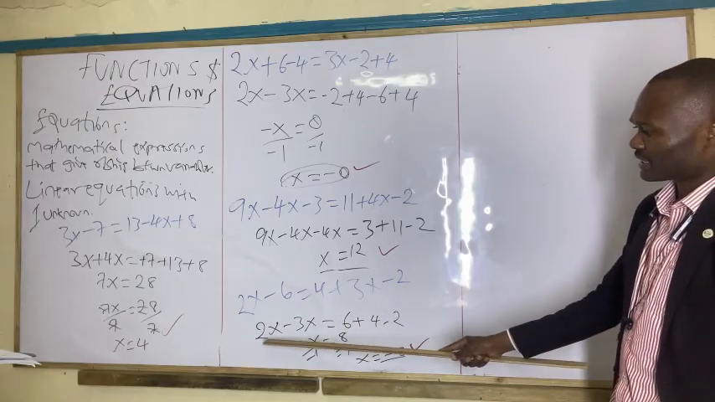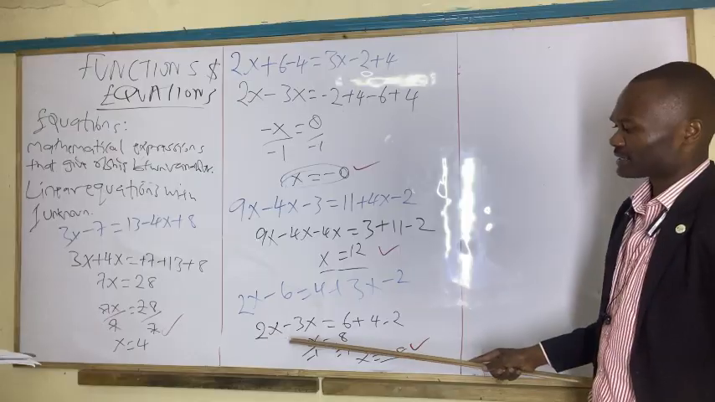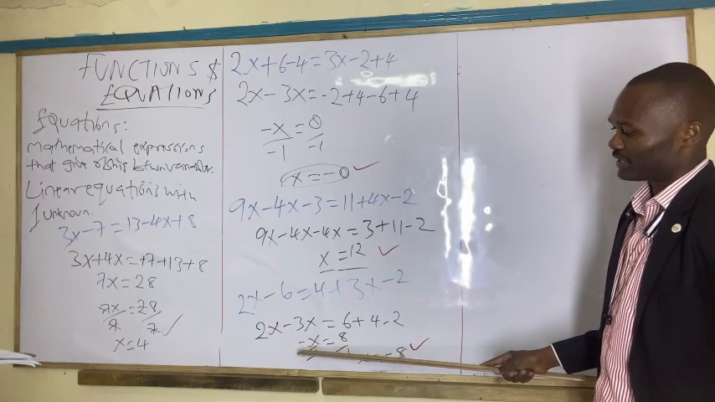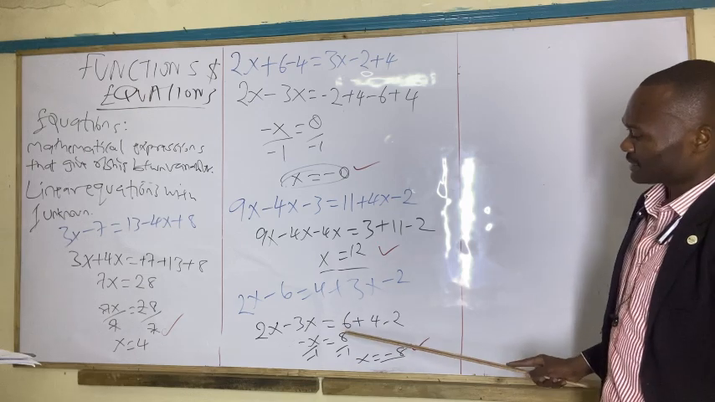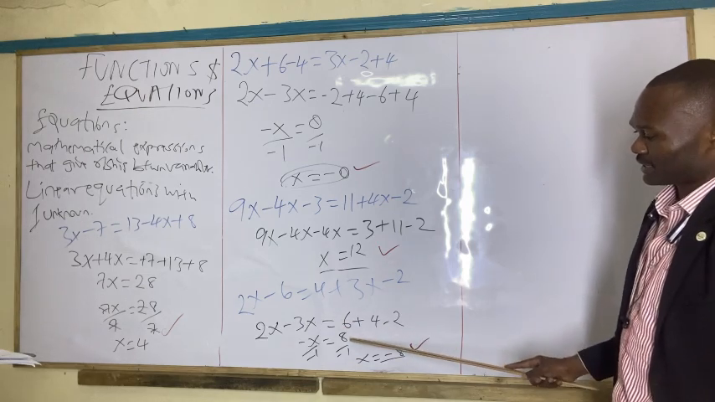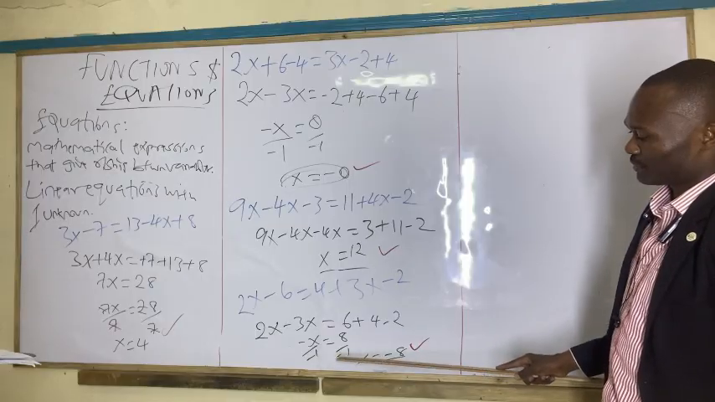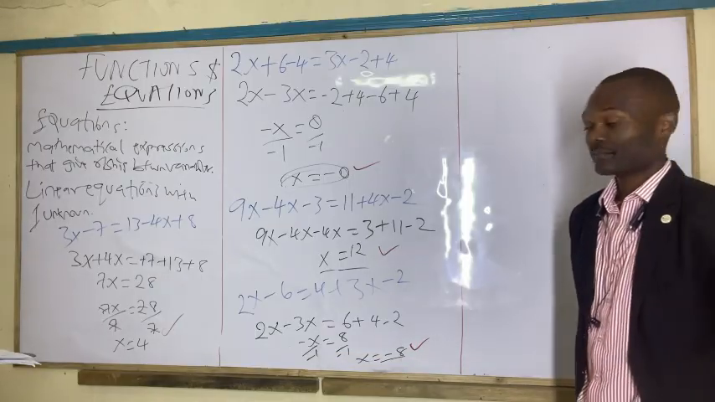So what are we getting here? 2 minus 3 is a negative 1. So that is 1 here. This is the same as negative 1. And then 6 plus 4 is a 10, minus 2 is an 8. So what do we do? We remove the negative. We substitute so that we remain with an x. X becomes 8. Do you understand?